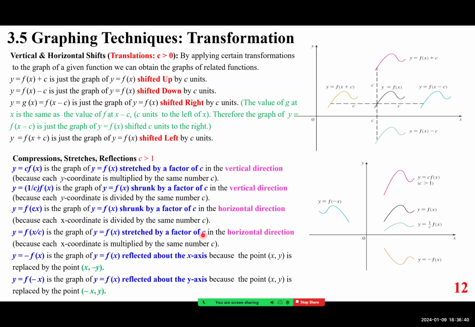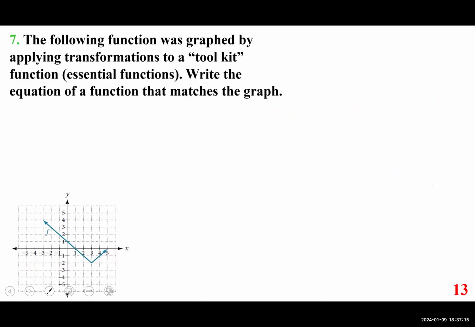If you have a negative in front of a function, minus f of x, it negates the y coordinate and flips it over with respect to the x-axis. But if you put the negative inside the parentheses, f of minus x, it reflects it with respect to the y-axis. So these are some transformations, and we are going to use those techniques.